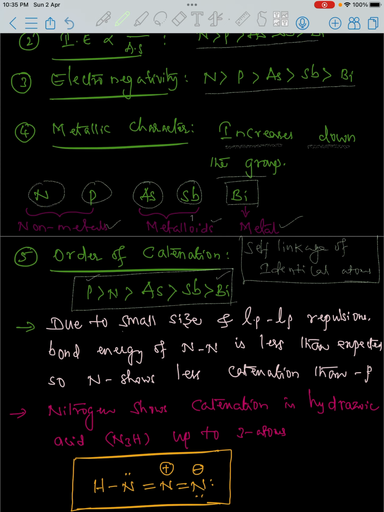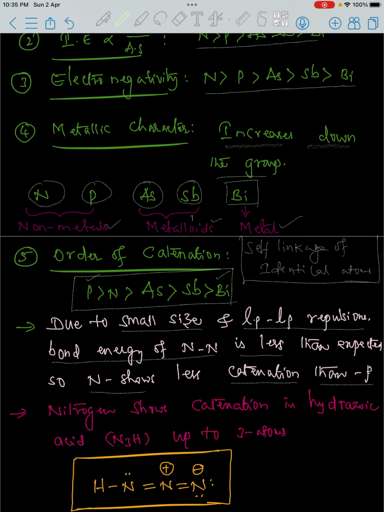Due to small size and lone pair repulsions, the bond energy of N-N is less than expected. So nitrogen shows less catenation than phosphorus. Because of small size and lone pair repulsions, nitrogen shows less catenation property compared to phosphorus.